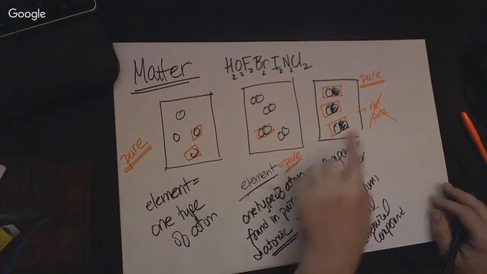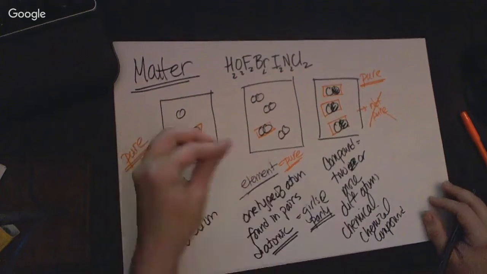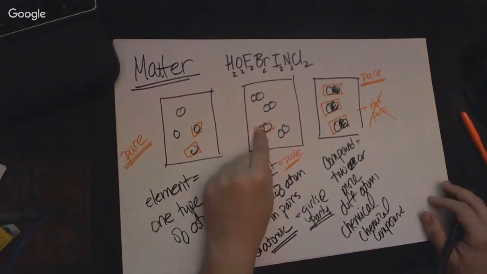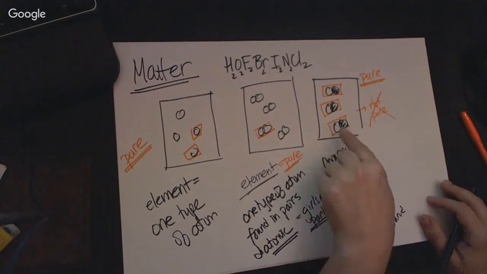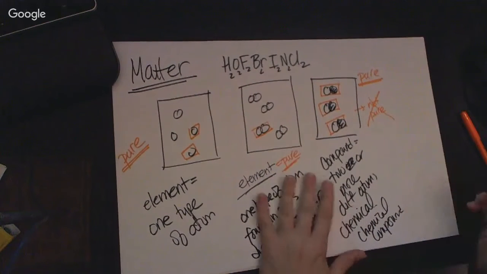This is pure, this is pure, this is pure. I can only take out one thing, one type of particle. Even though it looks like it's not, it's still one type of particle.